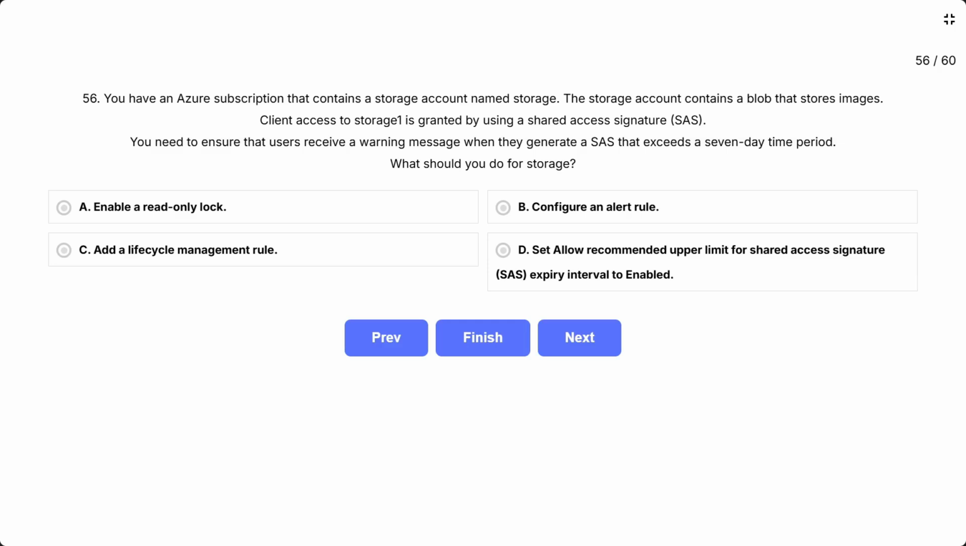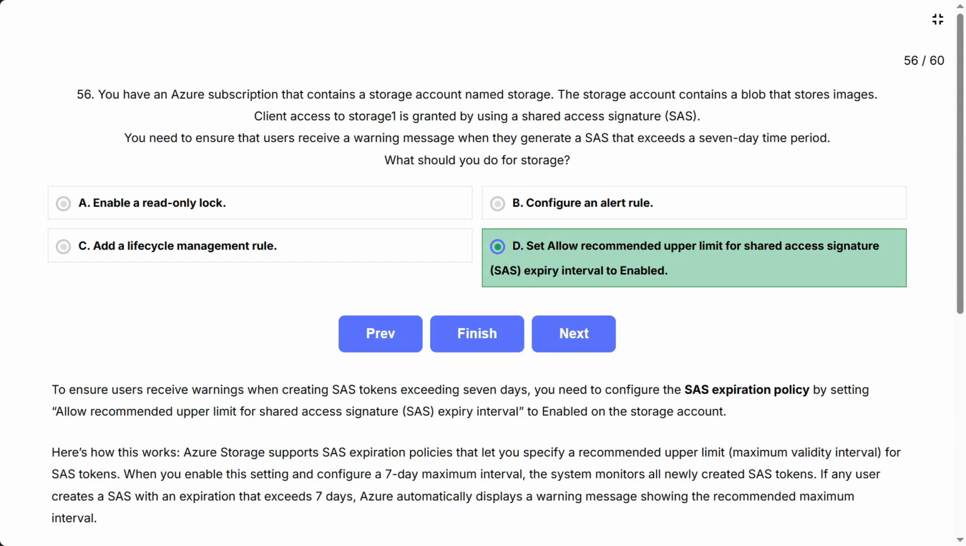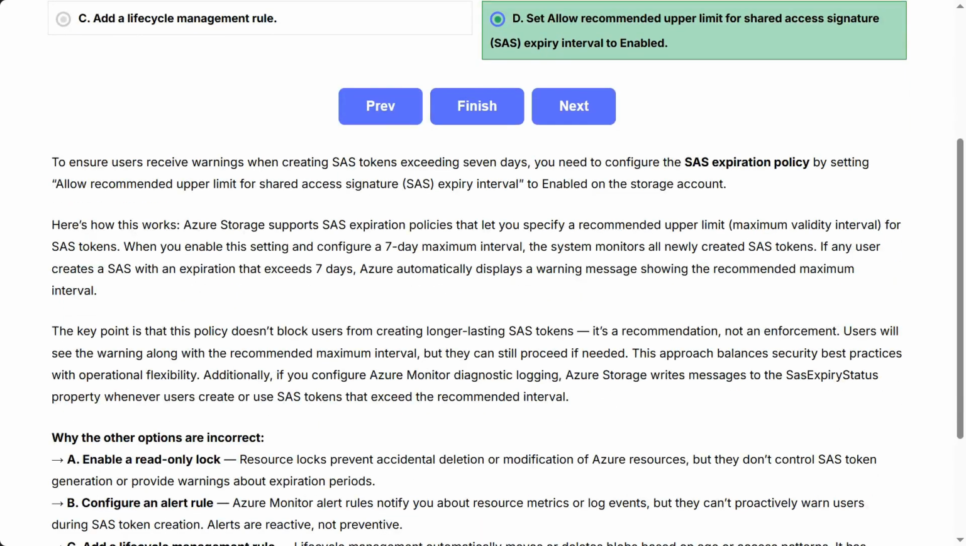Correct answer: Set Allow recommended upper limit for shared access signature (SAS) expiry interval to Enabled. To ensure users receive warnings when creating SAS tokens exceeding 7 days, you need to configure the SAS expiration policy by setting Allow Recommended Upper Limit for Shared Access Signature (SAS) Expiry Interval to Enabled on the storage account.